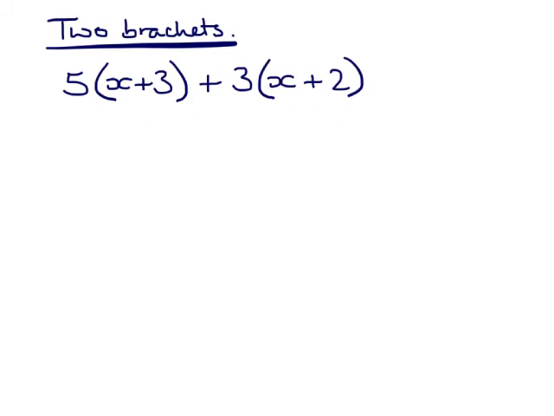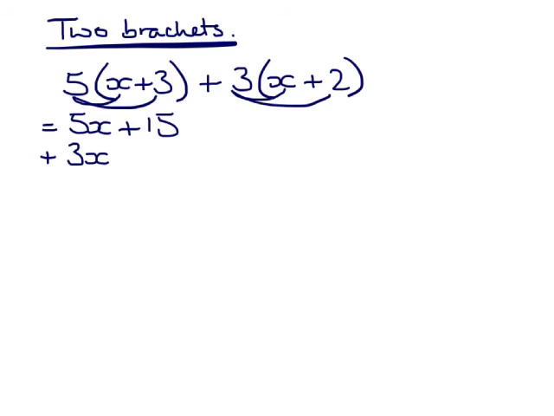So let's deal with the first bracket, 5 times x. Let's put equals here. 5x plus 15, and then we've got plus 3x. Now what I'm going to do, and look carefully, I'm going to put the 3x underneath the 5x, because I know that because these are both x terms, they go together. So I'm going to put them together, almost like a chimney sum. And then I've got 3 times 2, which is 6.